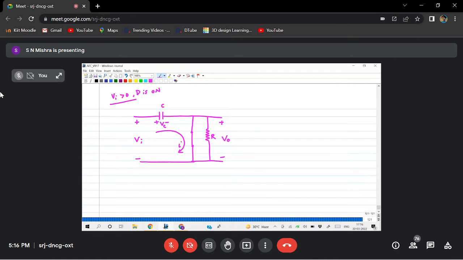Now, here I want to find out the output voltage. So, in this condition, you tell me what is the output voltage from here to here. That means the point between these two, which is the same as these two points. What is the V naught? What is my V naught?